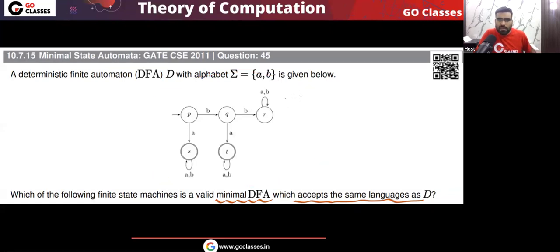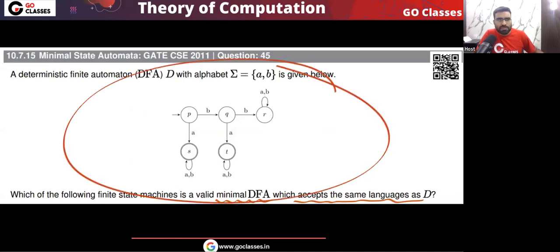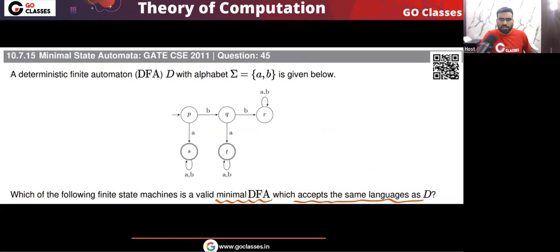You can simply minimize this DFA because minimal DFA is unique. So you can minimize this DFA. You can see that these states are equivalent, these states are not equivalent. Okay, so your minimal DFA will have 4 states and there will be one final state. So easily you can see that only one option is matching for this question. Now let's move on.